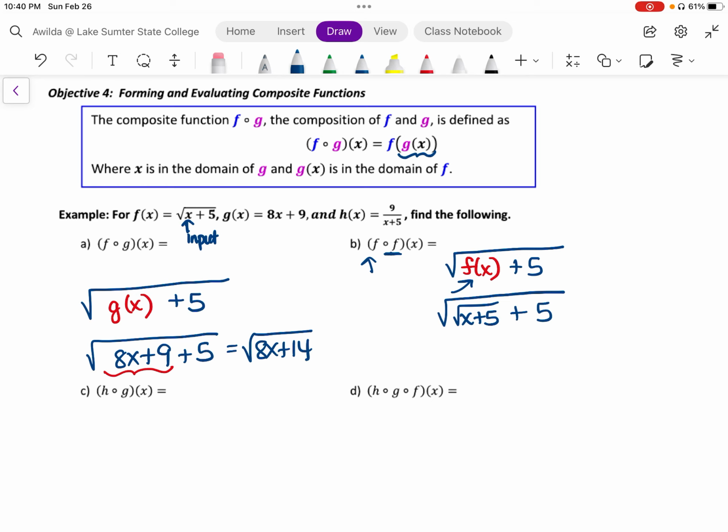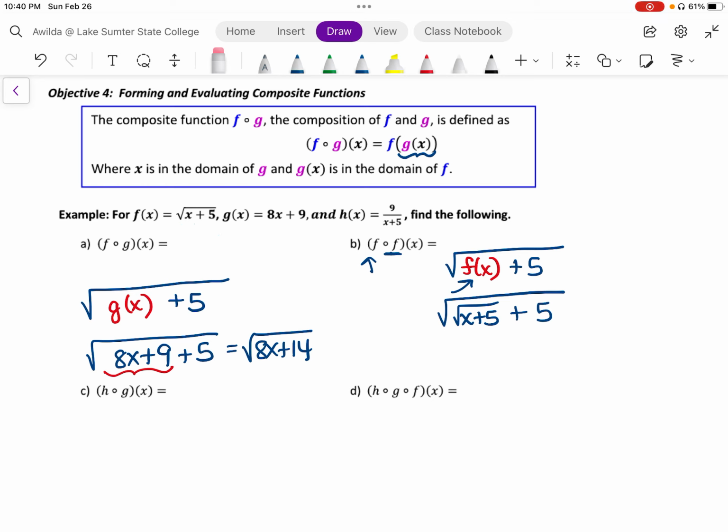Now we could do some algebra to simplify this expression a tad, but for now we can leave it as we see it here. Let's look at our next composition. We have h of g of x. That means that g of x is going to be our input.